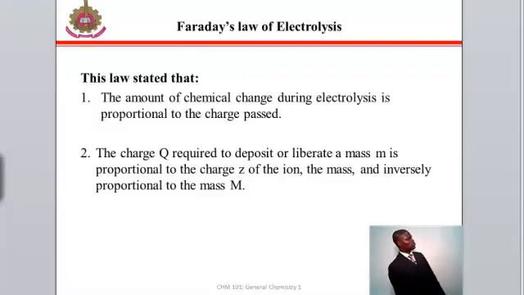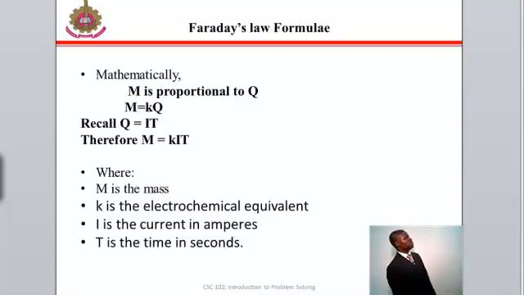Want to look at an example? I think I've been able to illustrate that using this proportion, this equation, mass proportional to Q, M equals KQ. And recall this has been done. These are the parameters. M is the mass deposited, K is the electrochemical equivalent, I is the current in amperes, and of course T is the time in seconds.